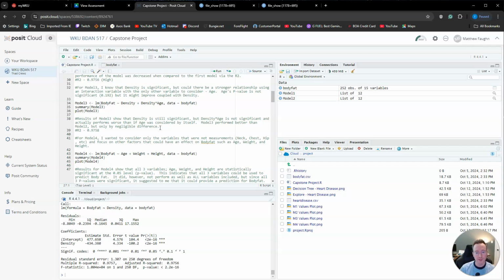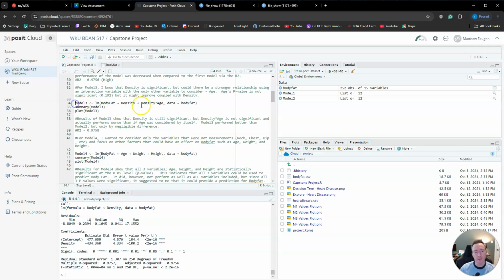So for model 3, I wanted to see if there is an interaction relationship, using an interaction variable with density and maybe one of the other variables, such as age. The p-value for age is not significant. It was 0.192, so not significant at the 0.5 level, but coupled with density, does it become more significant?